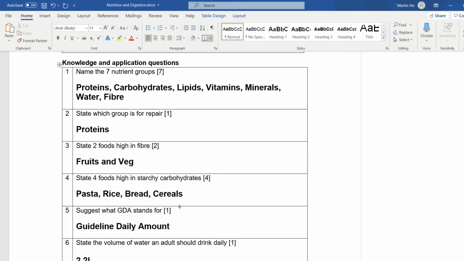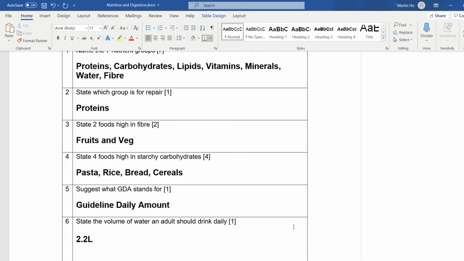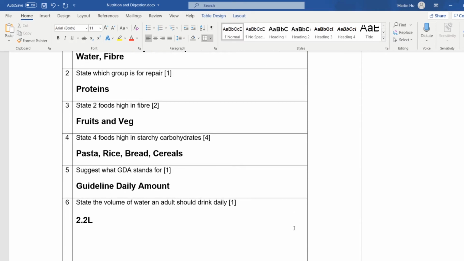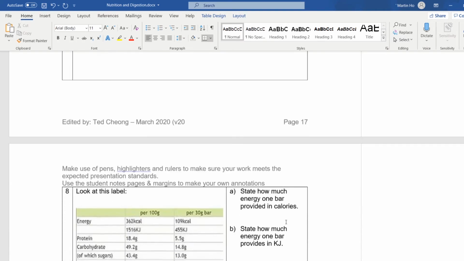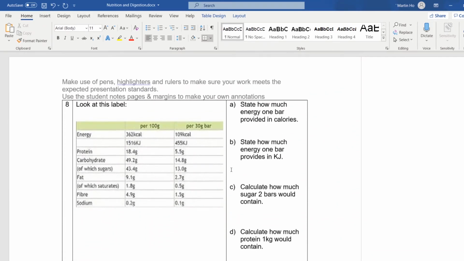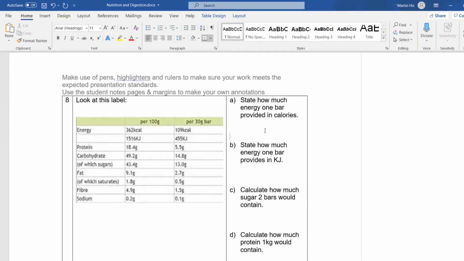5, suggest what GDA stands for. GDA is the guideline daily amount recommended by the NHS. 6, state the volume of water an adult should drink daily. It's about 2.2 liters. Lastly, we're going to go through this together, and we're going to read through this label.